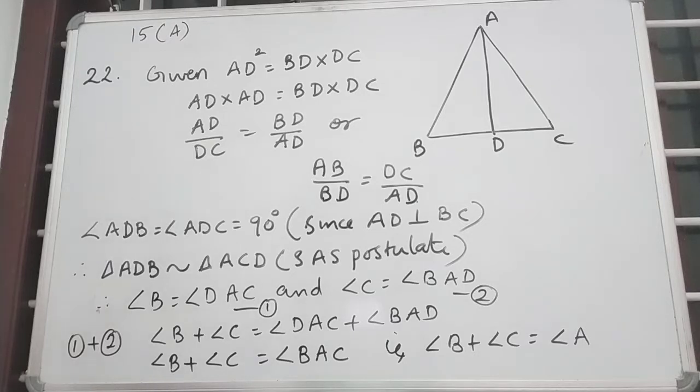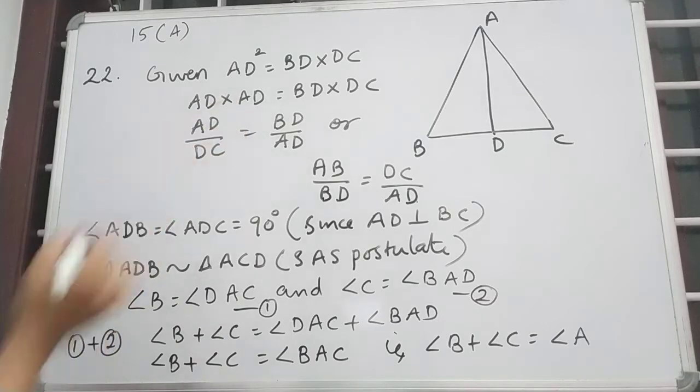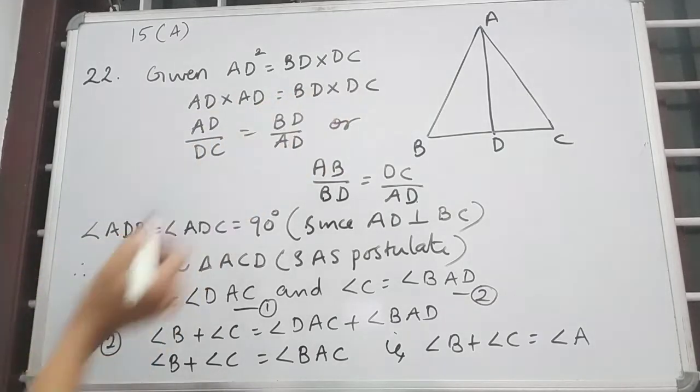Next question number 22. In triangle ABC, AD is perpendicular to side BC and AD square is equal to BD into DC. Show that angle BAC is equal to 90 degrees. Given AD square is equal to BD into DC, so AD square can be written as AD into AD is equal to BD into DC.